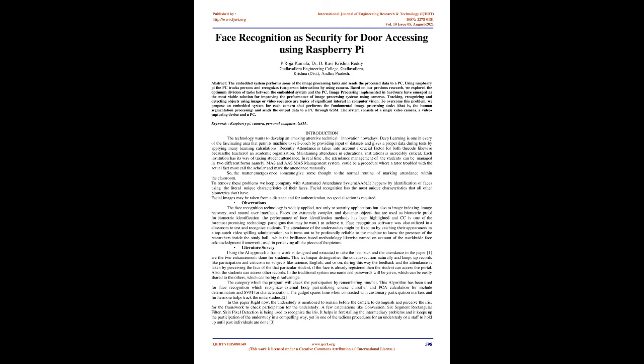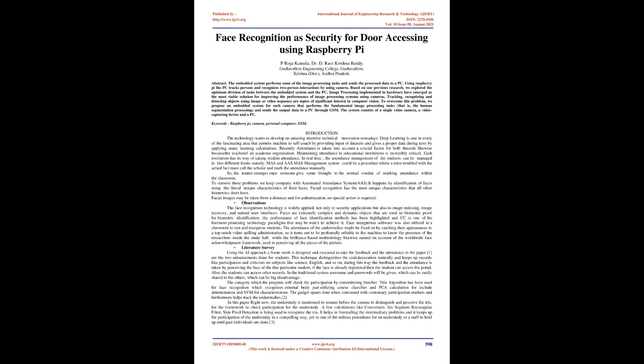Introduction. The technology world wants to develop amazing, attentive technical innovations nowadays. Deep learning is one of the fascinating areas that permits a machine to self-train by providing input datasets and gives proper data during tests by applying many learning calculations. Recently, attendance is considered a crucial factor for both the student as well as the teacher of an academic organization. Maintaining attendance in educational institutions is incredibly critical.